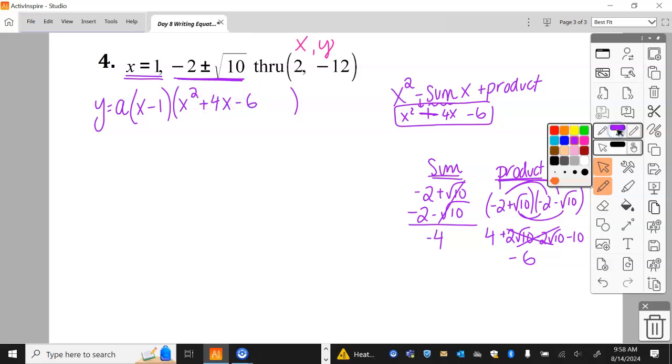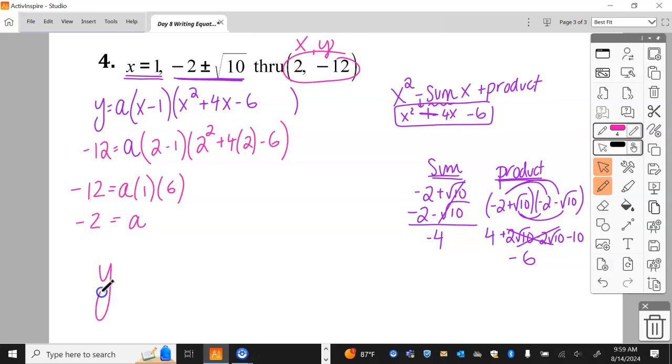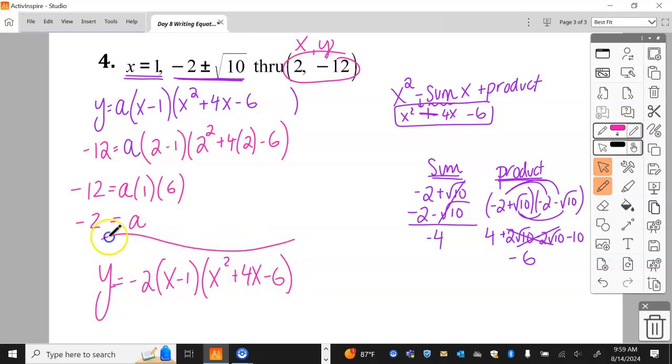And now we can solve for a. We can substitute in that coordinate point for x and y, so -12, and we can solve for that leading coefficient. So x is 2, 2, 2. Perfect. All right, so now we simplify. This gives us 1. This gives us -2, this gives us 6, and so we're left with a is equal to -2. So my final answer is -2 times x minus 1 times x squared plus 4x minus 6.